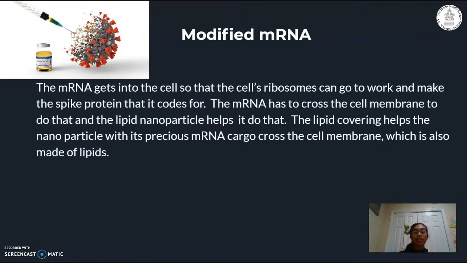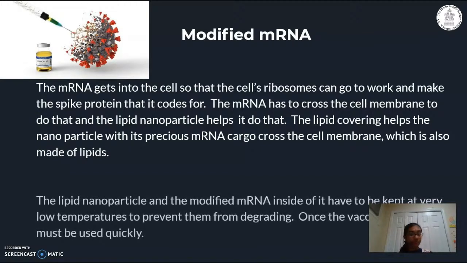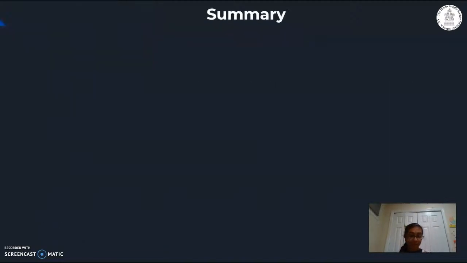The mRNA gets into the cell so that the cell's ribosomes can go to work and make the spike protein that it codes for. The mRNA has to cross the cell membrane to do that, and the lipid nanoparticle helps it do that. The lipid covering helps the nanoparticle with its precious mRNA cargo across the cell membrane, which is also made of lipids. The lipid nanoparticle and the modified mRNA inside of it have to be kept at very low temperatures to prevent them from degrading. Once the vaccine is thawed, it must be used quickly.